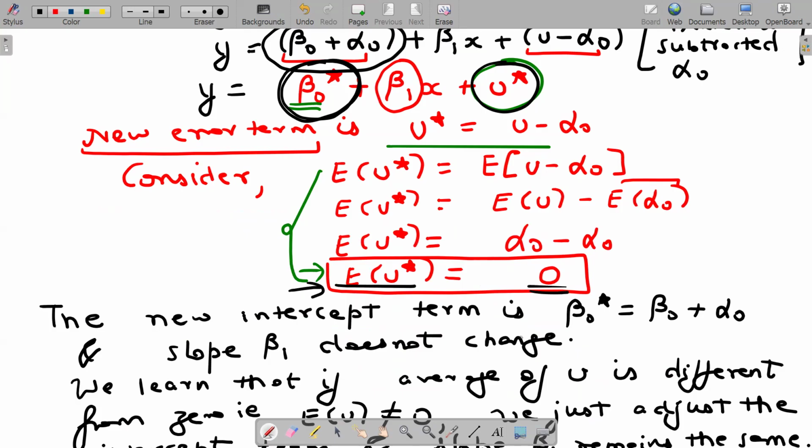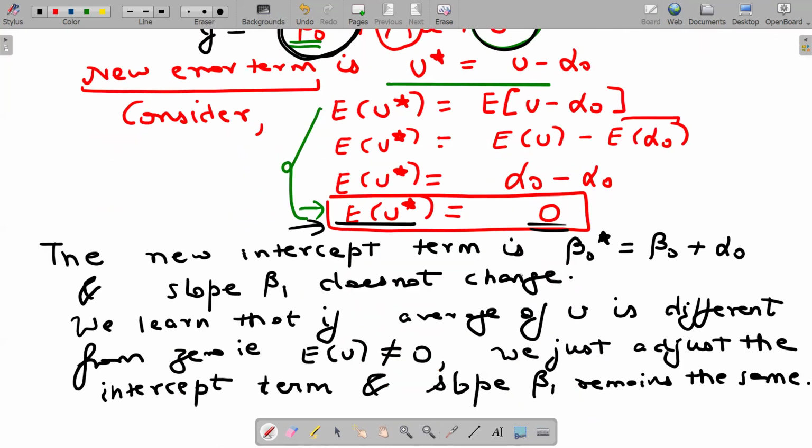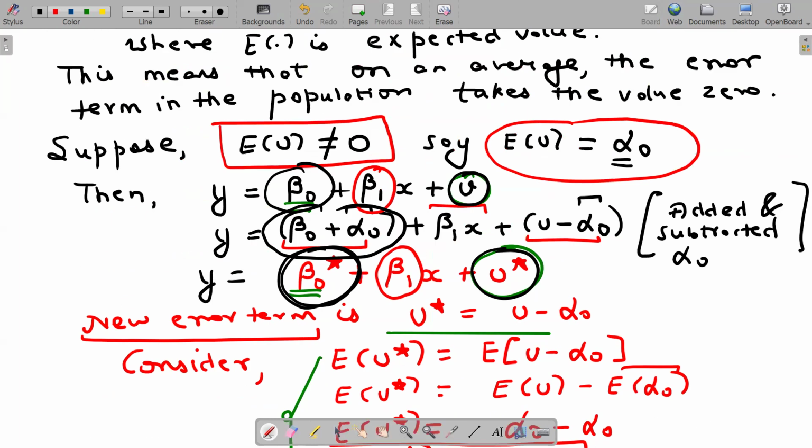So another thing we learn is that expected value of u not equal to 0 does not change the slope. The moment I said that expected value of u is not equal to 0, the slope did not change. It was beta 1. Here also it's beta 1. What changed is beta naught changed to beta naught star. u changed to u star. Nothing happened to beta 1.